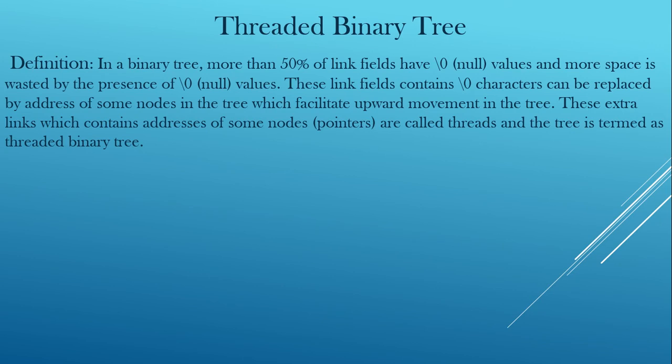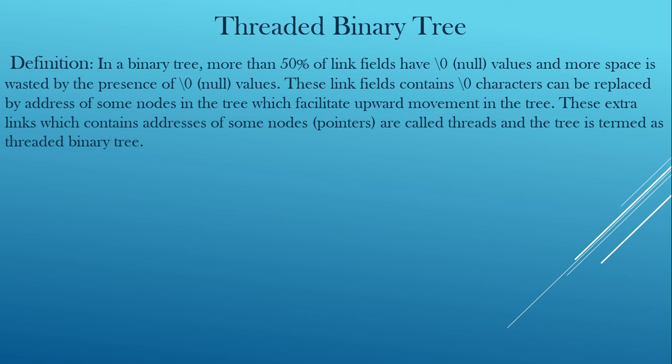Definition: in a binary tree, more than 50% of linked fields have null values, and more space is wasted by the presence of these null values. These linked fields containing null can be replaced by the address of some nodes in the tree which facilitate upward movement in the tree. These extra links which contain addresses of some nodes, or pointers, are called threads, and the tree is termed a threaded binary tree. In general, a threaded binary tree is a binary tree which contains threads, that is, addresses of some nodes which facilitate upward movement in a tree.